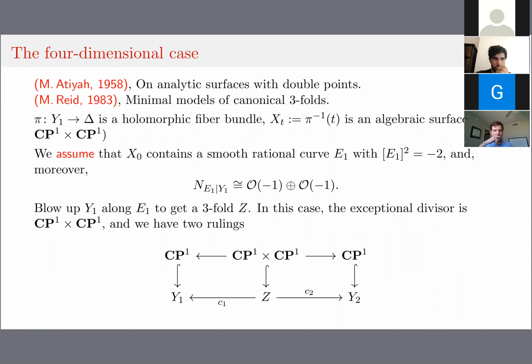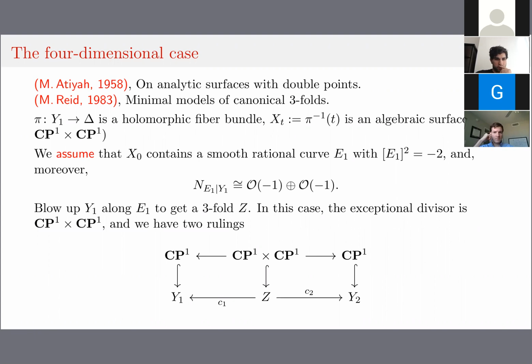Okay, so let us consider a holomorphic fiber bundle, Y1, over the unit disk, with a fiber being an algebraic surface. So let's, for instance, think of CP1 times CP1. And we assume that the central fiber of our holomorphic bundle contains a smooth rational curve of self-intersection -2, and moreover, we want the normal bundle to this curve inside the threefold Y1 to be of a certain splitting type, to be biholomorphic to O(-1) plus O(-1). Later we will discuss how to construct many such examples.